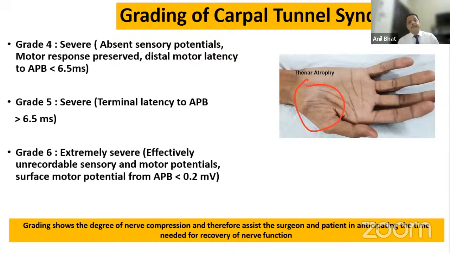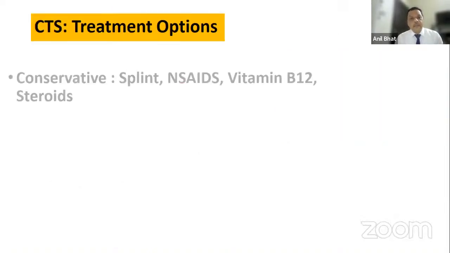With muscle wasting, it might not recover because the nerve has been ischemic for so long that it has lost its potential to recover completely. It might recover, but not to the fullest extent compared to when we operate early enough. So that's the only importance of nerve conduction study.